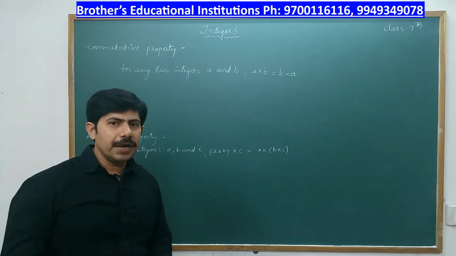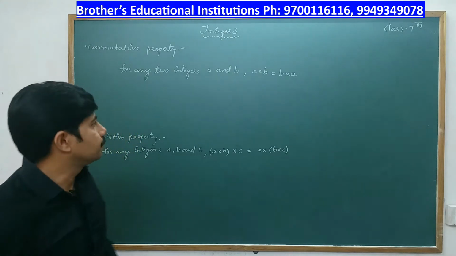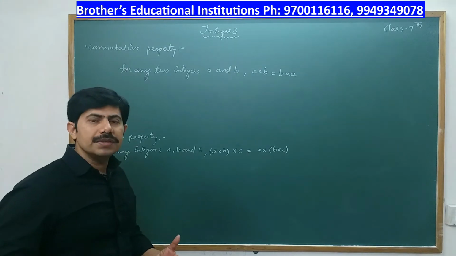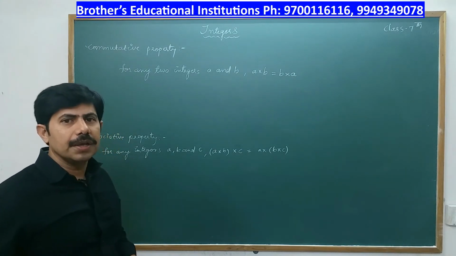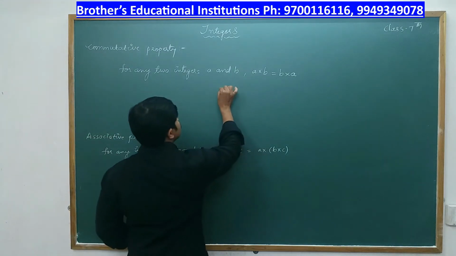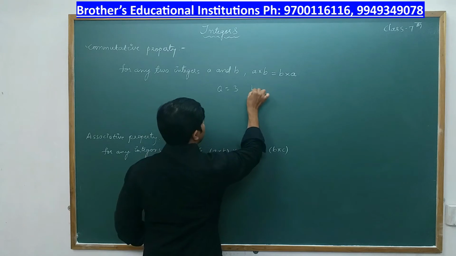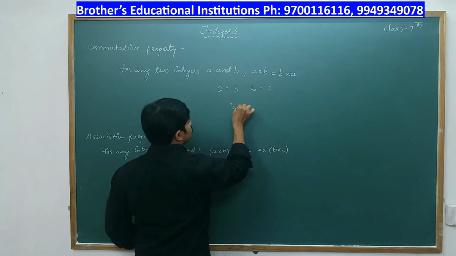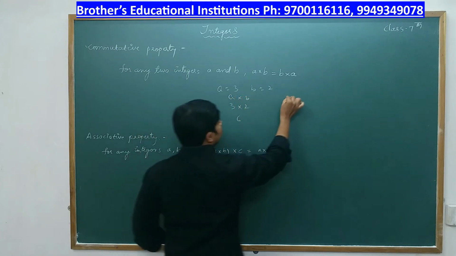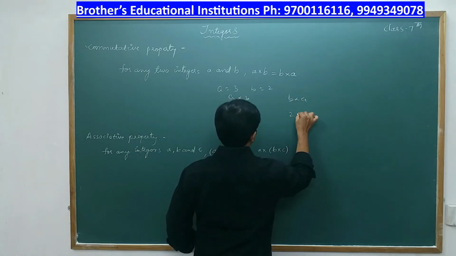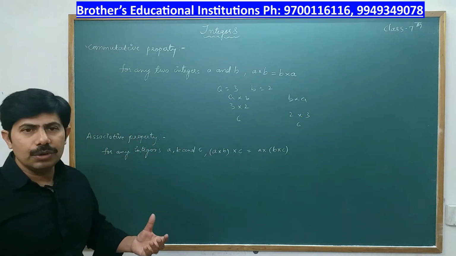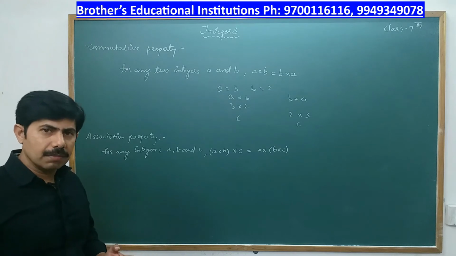Next one is commutative property under multiplication. If a and b are two integers, then a into b is equal to b into a. Suppose you assume the a value as 3, b value as 2. 3 into 2 is 6. Similarly, if you do b into a, 2 into 3, we also get 6. So a into b is equal to b into a is the commutative property under multiplication.